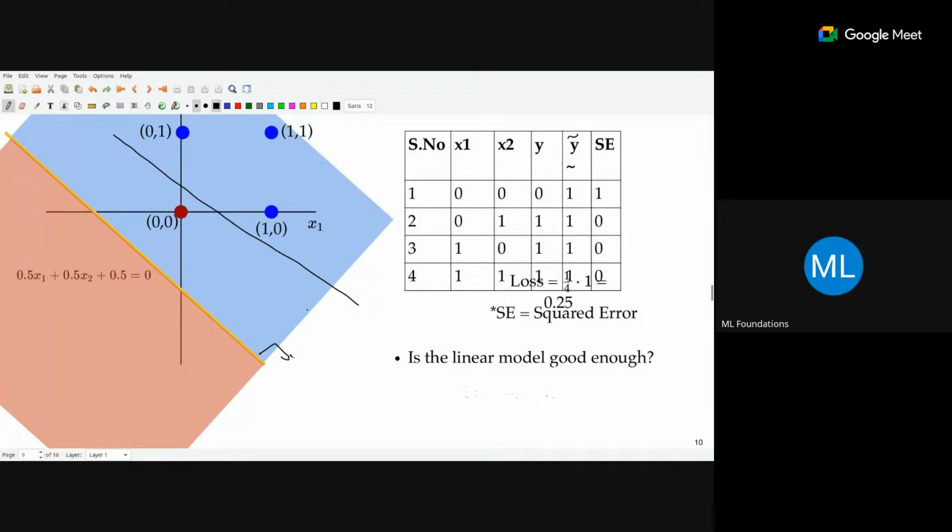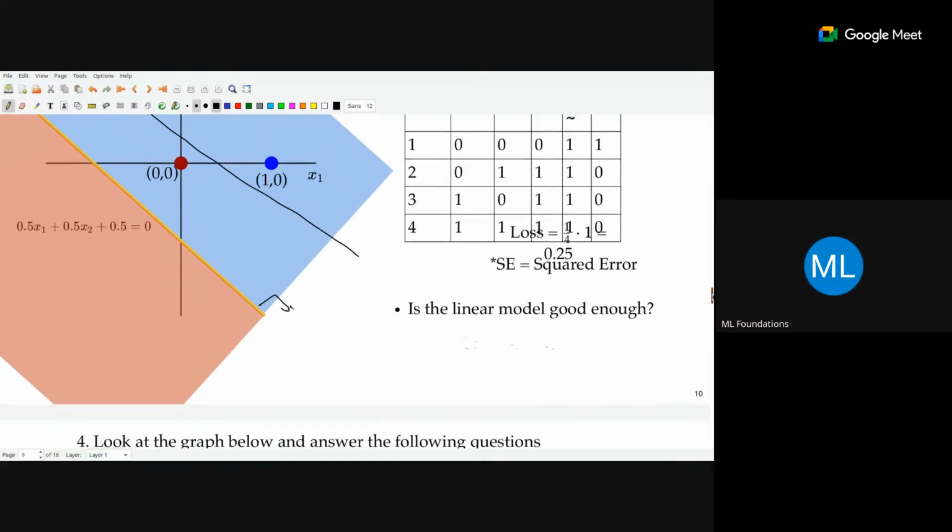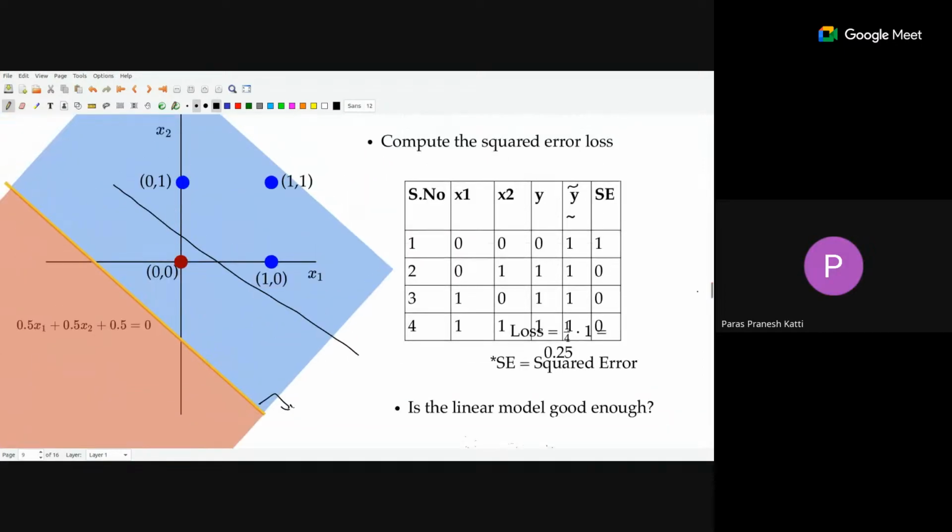Is this linear model good enough? No, sir. So how do we decide this linear model is not good enough? From the graph itself we can find better linear separators, considering only these 4 points. Because this line is not separating any of the points. All the points are together. It's not actually separating them; the points should be in the first quadrant.